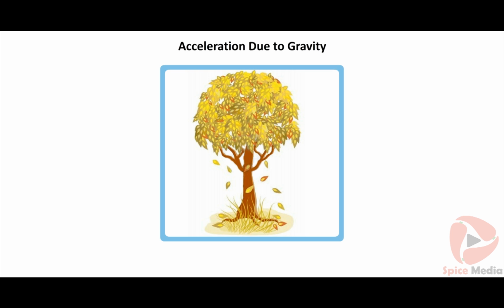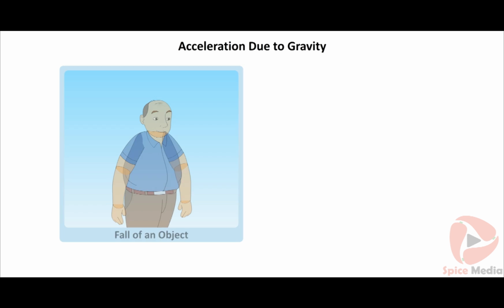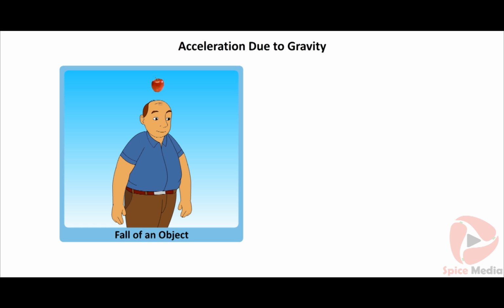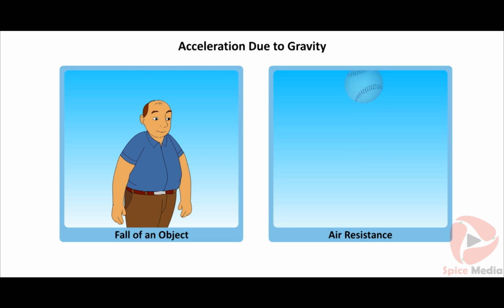Let us look into the acceleration produced in a freely falling body. The uniform acceleration that a freely falling body experiences due to the gravitational pull of the Earth is known as acceleration due to gravity and is denoted by g. In other words, when an object is dropped from a height, it experiences uniform acceleration by the gravitational pull of the Earth. The acceleration does not depend on the mass of the object which is falling.